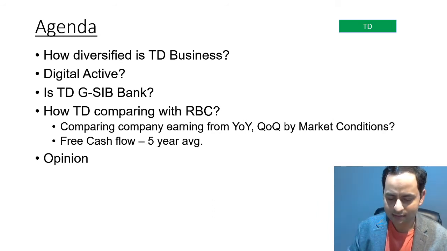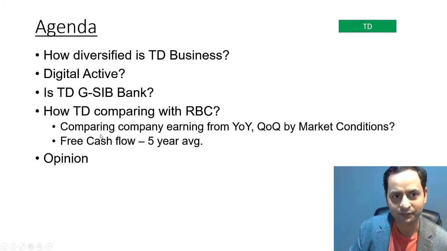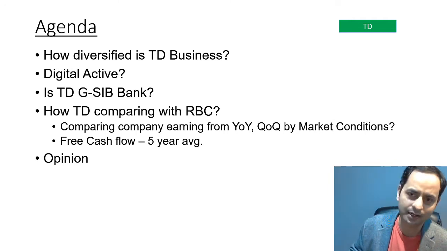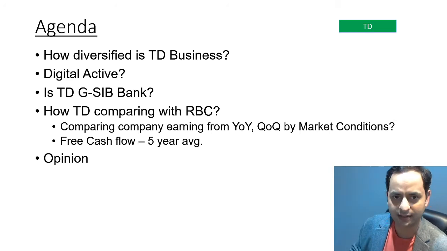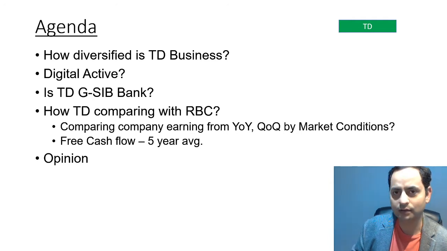Also see if TD is a G-SIB bank. That's very important to know, because G-SIBs are the global systemically important banks. Then we compare TD earnings and financials, year-over-year or quarter comparison, by market conditions with RBC. Then also do the free cash flow comparison on a 5-year average with RBC, and then form the opinion. That's my philosophy on the TD Bank. So without further delay, let's get started.